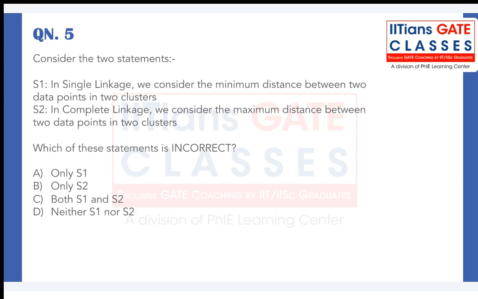In a single linkage clustering algorithm, that's actually the definition, you will consider the minimum distance between two data points in the two clusters, while in complete linkage, you will consider the maximum distance between two data points in the two clusters, right? They are asking which of them is incorrect. Neither S1 nor S2 is incorrect because both of them are correct statements. They are just the definitions of single linkage and complete linkage.